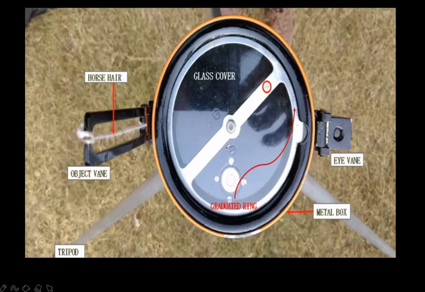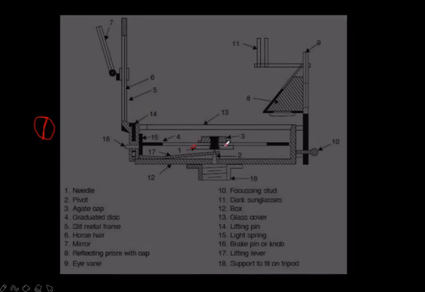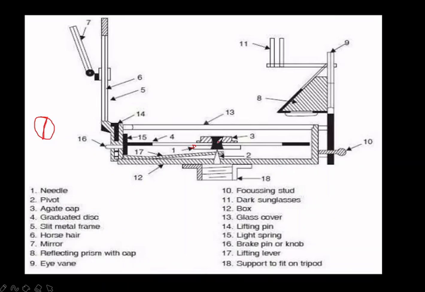So the needle is this one. This is the needle. Okay, and this is the pivot which I am discussing now. This is the pivot head. So see the needle. Upon the needle, what is there? Pivot, and the pivot is the connecting link. Okay, so this is the pivot. Next, third is the agate cap.